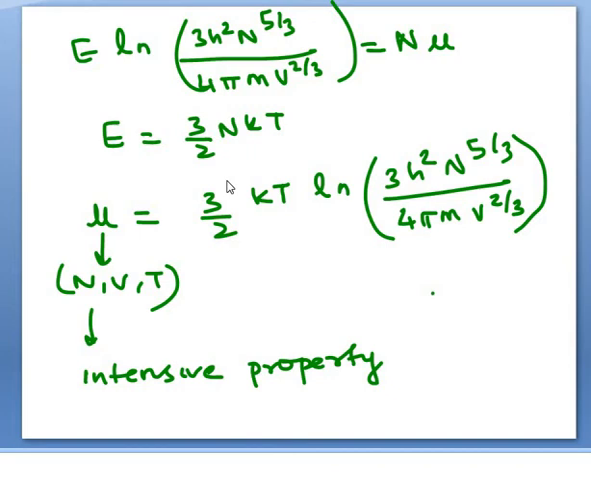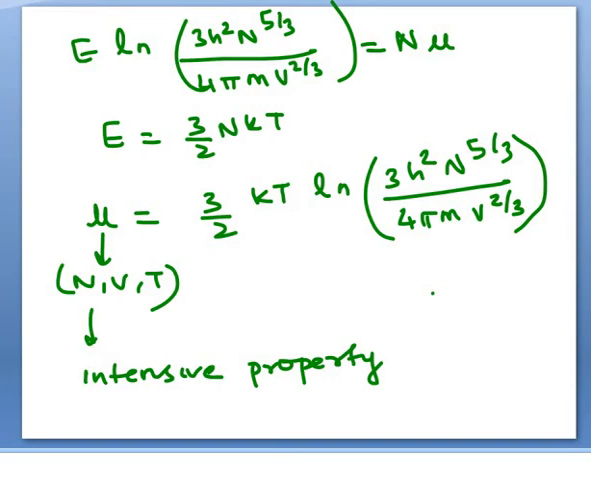Again E is equal to 3 by 2 kT. So mu is equal to 3 by 2, n cancels, 3 by 2 kT ln of 3h square v raised to 5 by 3, n raised to 5 by 3 by 4 pi m v raised to 5 by 3. Here we already know that chemical potential is an intensive property. So if you change n to alpha n and v to alpha v, you will not get alpha mu, you will get only mu, because the alpha will get cancelled. That is the property of an intensive parameter. So we already know it's an intensive property, and from deriving it, we are also getting an expression which shows it has intensive property.